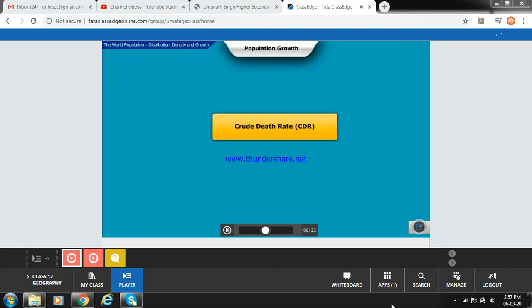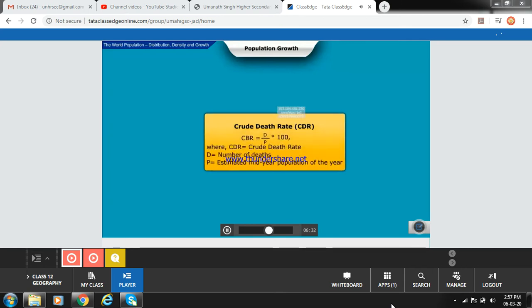Crude death rate (CDR). The crude death rate is the number of deaths occurring among the population of a given geographical area during a given year per 1,000 mid-year total population of the given geographical area during the same year. It is calculated as CDR equals D divided by P into 1000, where CDR equals crude death rate, D equals number of deaths, P equals estimated mid-year population of the year.